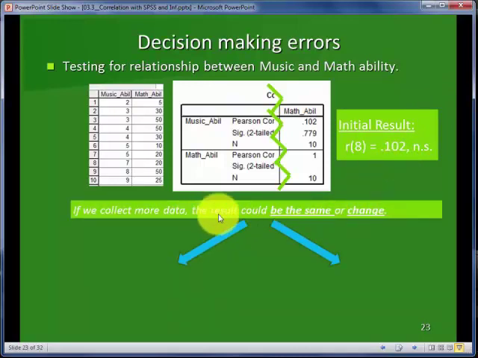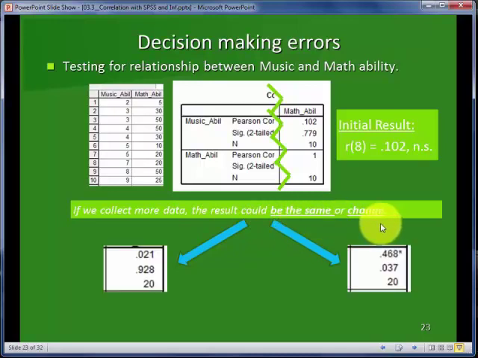But if you collect more data, the result could stay the same or change. So here, what happens? Now we get an r of 0.21. Our p-value is still really high. On the left side, if we increased our sample from 10 up to 20, we'd still stay with the initial decision. But it could be that it turns out like here on the right-hand side. We add 10 more people to our original 10, and the pattern changes. And suddenly, music and math ability do correlate, and our p-value is below 0.05. So in that case, we would reject the null hypothesis and say, hey, we found a significant difference.